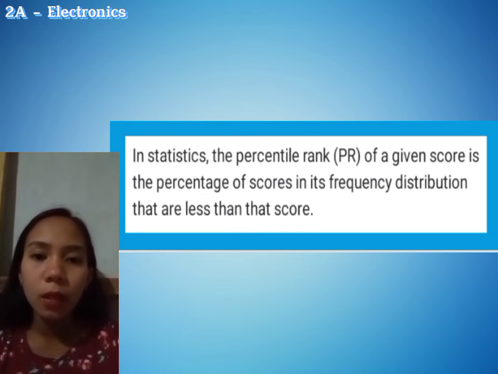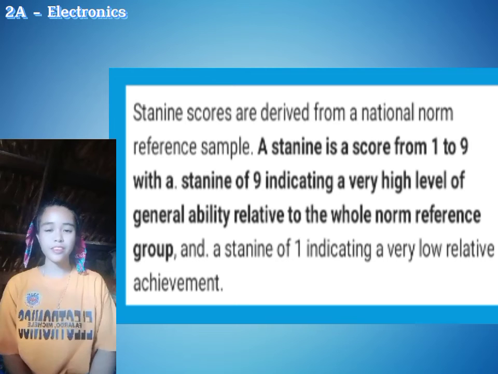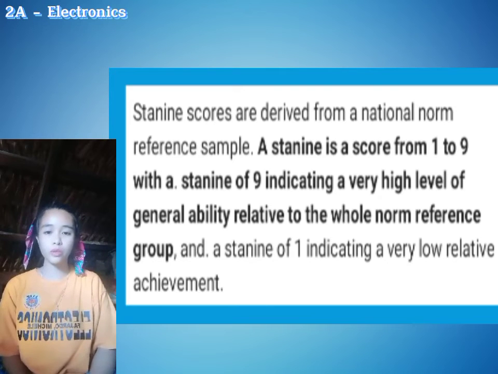In statistics, the percentile rank, or PR, of a given score is the percentage of scores in its frequency distribution that are less than that score. STS9 scores are derived from a national norm reference sample. STS9 is a score from 1 to 9, with a STS9 of 9 indicating a very high level of general ability relative to the whole norm reference group, and a STS9 of 1 indicating a very low relative achievement.